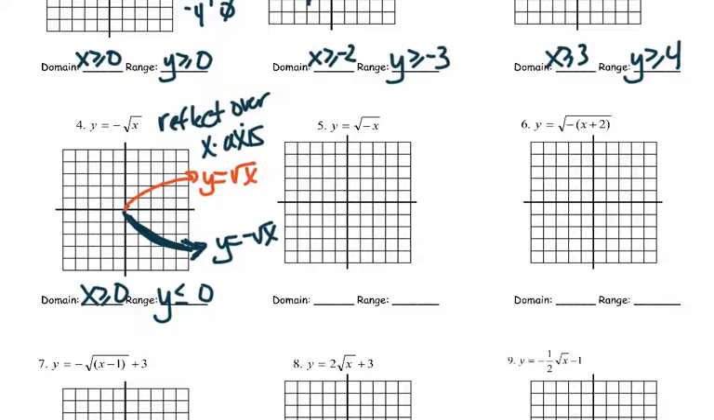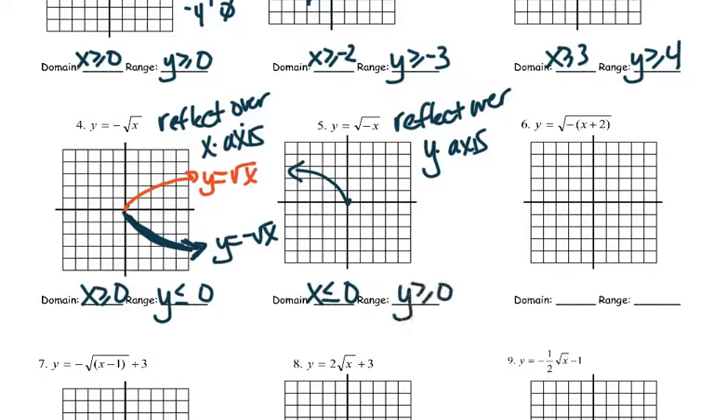If I take that negative and switch it to the inside, this is going to reflect over, do you know? The y-axis, right, it goes this way. So now the x's are less than or equal to 0, the range is still positive. Reflects over the y-axis.